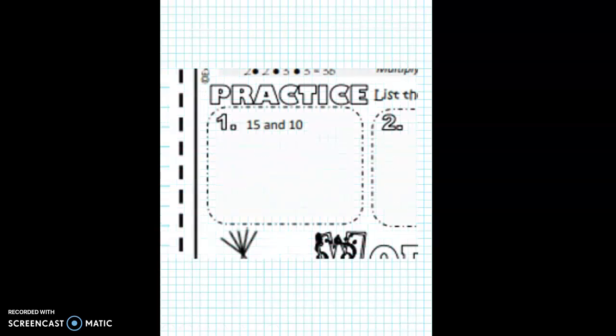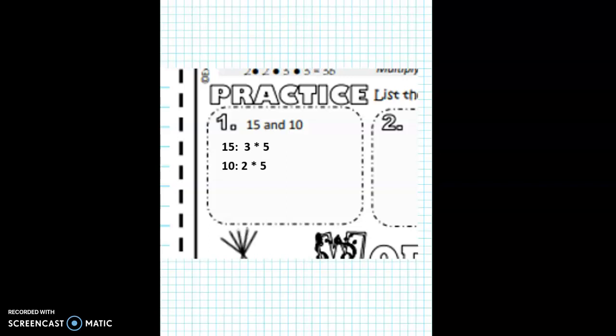Look at problem 1. First, write the prime factorization. If you need to, you can use the division method or a factor tree to help you find the prime factors that multiply together to equal each number. The prime factorization of 15 is 3 times 5. The prime factorization of 10 is 2 times 5.